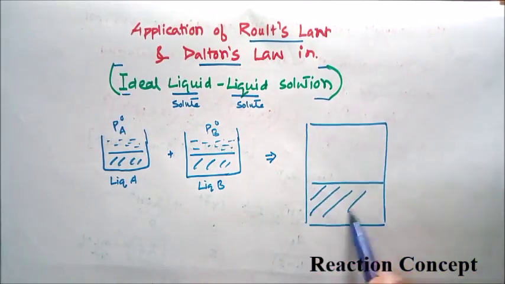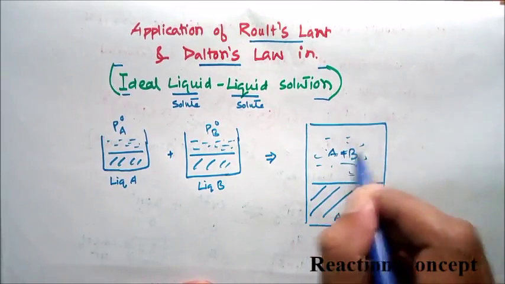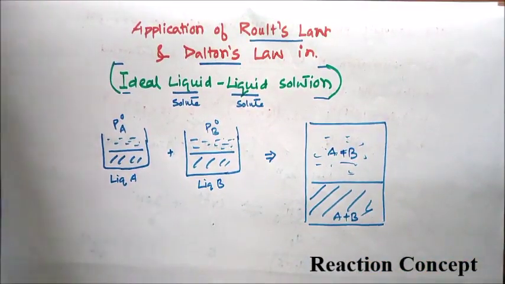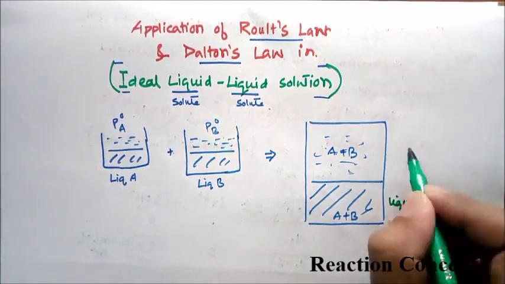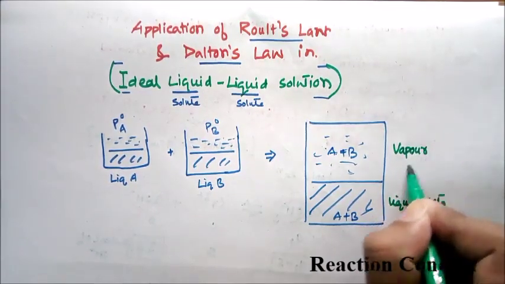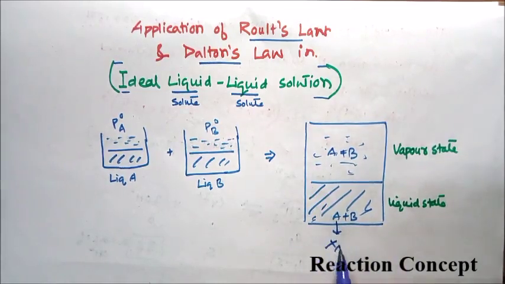In this mixture, there will be A and B in the liquid state. In the vapor state, there are also some particles of vapor of A and B. So this is the vapor state and this is the liquid state. You see, in the liquid state, suppose the composition of A and B is represented by the mole fraction of A, denoted by XA, and the mole fraction of B. These are the compositions of A and B in the mixture solution.